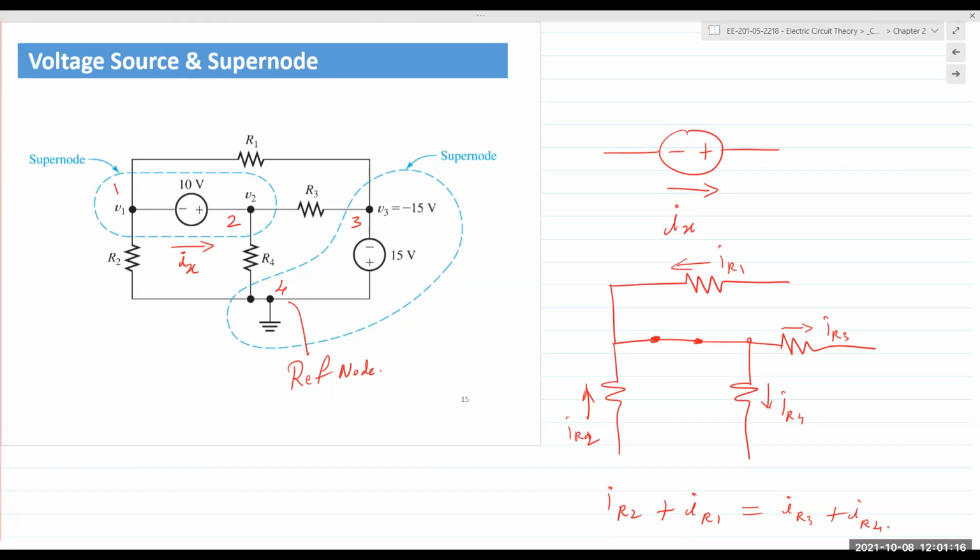Superposition homework is due Saturday. Check your Canvas calendars. And then node voltage analysis is due next Tuesday. Have a good weekend, and I will see you all on Monday.